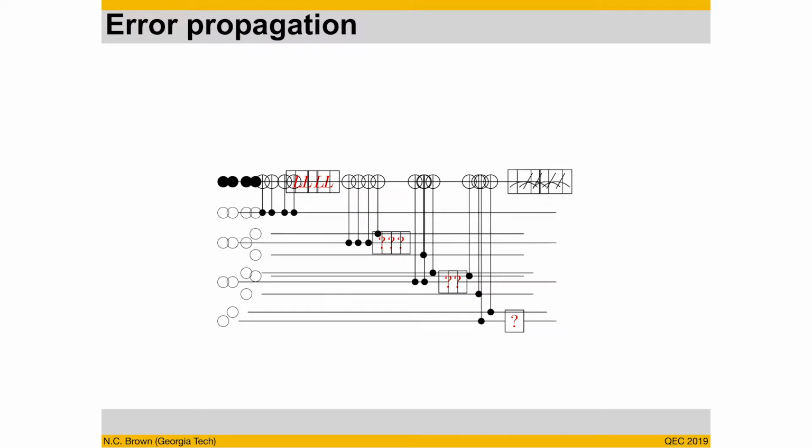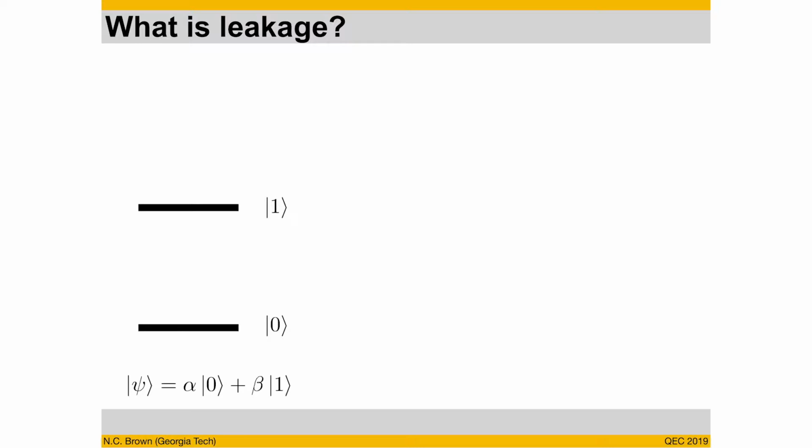So what about leakage errors? How do they propagate? When do they cause damage? And how can we mitigate that? But let's take a step back for a second. What is leakage exactly?